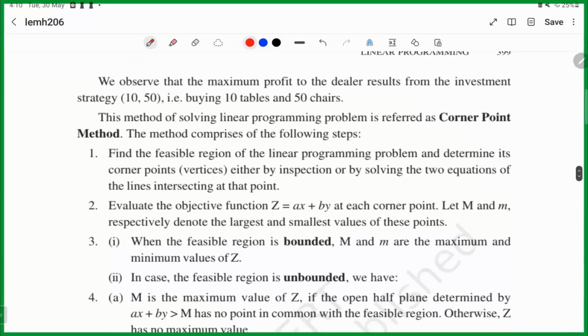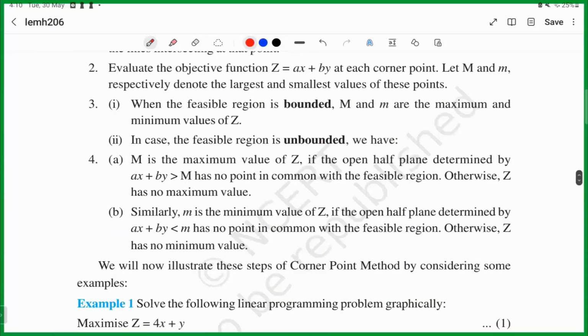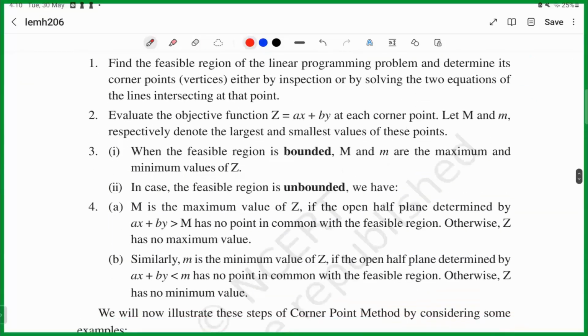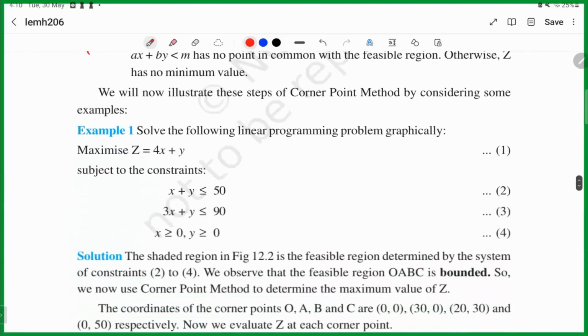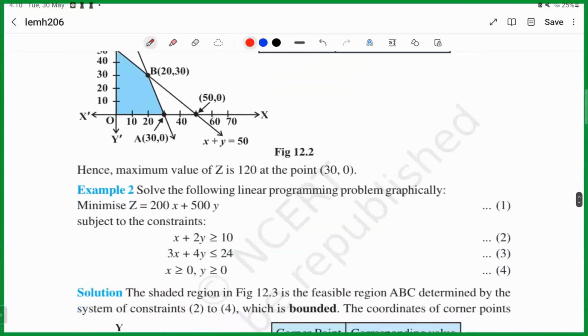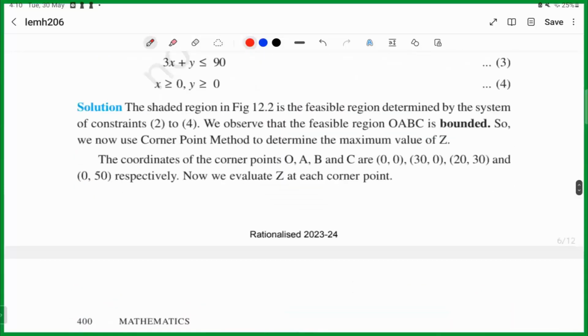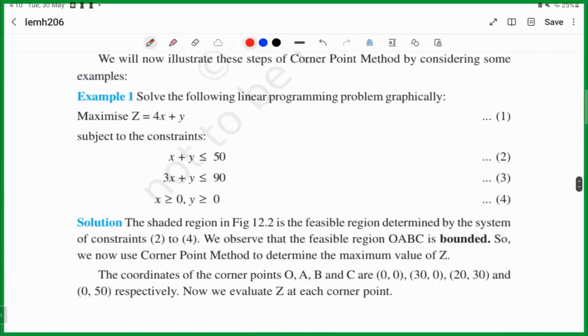Okay, so now there's the corner point method. I think it's fairly obvious because that's what we are doing. This basically details the process of what we're going to do, and we'll explain it as we go, so that shouldn't be too much of an issue. We'll just look through a few examples. Okay, let's solve the examples. So again, you find a feasible region.